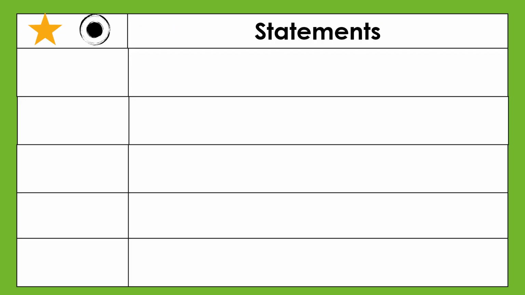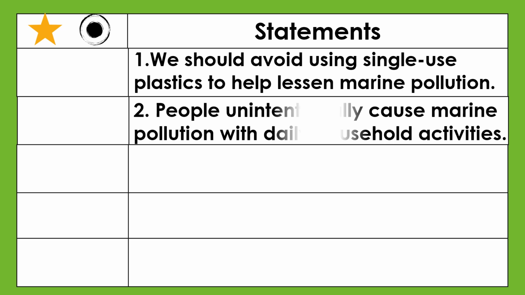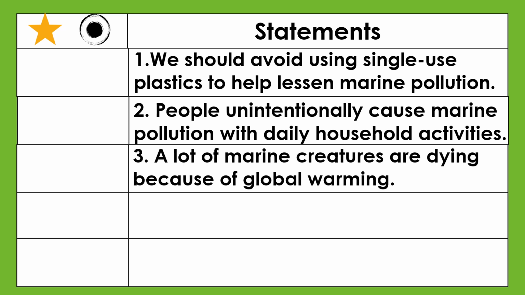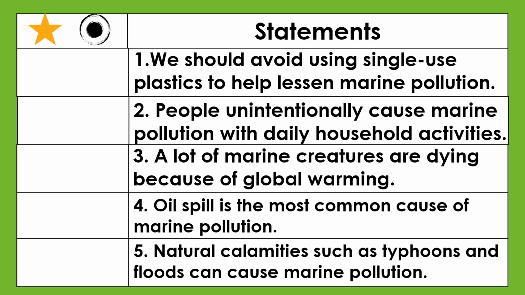Here are the statements. Number 1, we should avoid using single-use plastics to help lessen marine pollution. Number 2, people unintentionally cause marine pollution with daily household activities. Number 3, a lot of marine creatures are dying because of global warming. Number 4, oil spill is the most common cause of marine pollution. And number 5, natural calamities such as typhoons and floods can cause marine pollution.